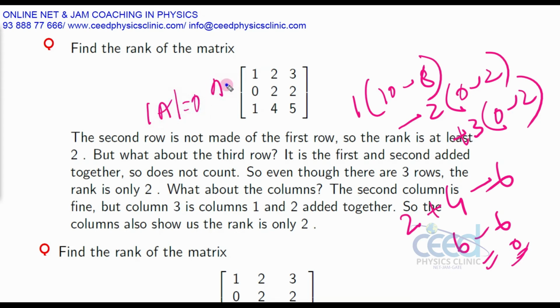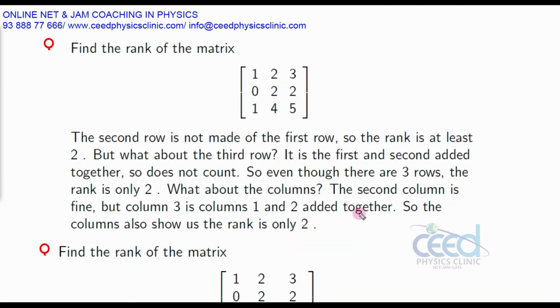So the rank is less than 3. Let us check for any minor whose value is not equal to 0. Suppose I take this minor, which is 2 minus 0, that is 2. So at least one minor of order 2 by 2 is non-zero, and I can say the rank of this particular matrix is 2. Now let us go to another example.